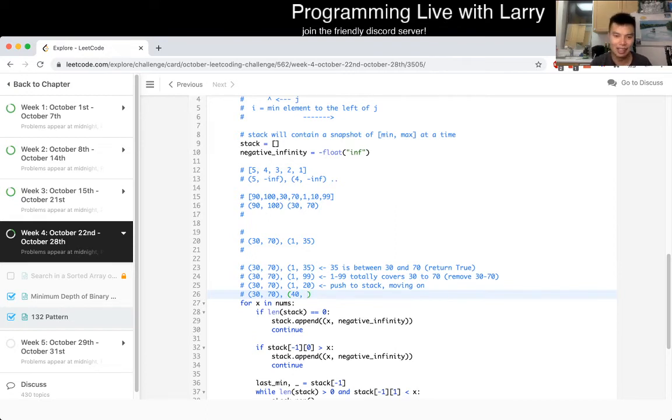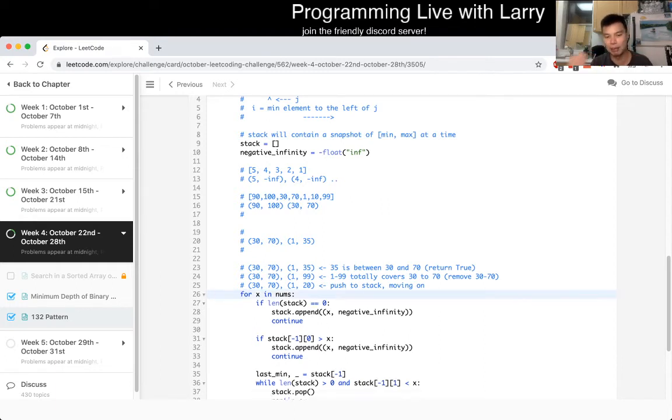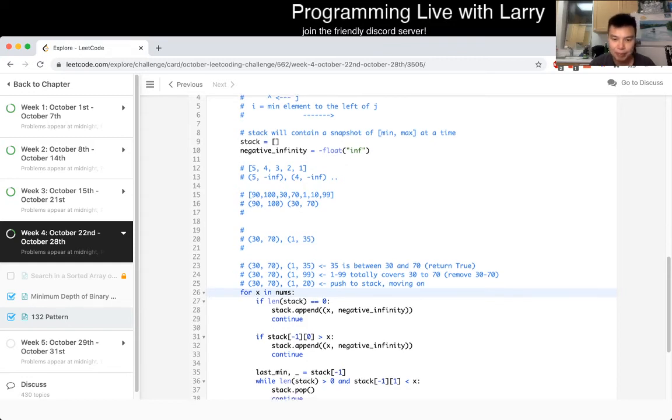But this is not a possible state, because before that we would have 40 and negative infinity maybe, but that won't even happen, because before that we have 40, and 40 would have been between 30 and 70, and we would have returned true. So because of this invariant, we're able to prove that that doesn't come up, right?